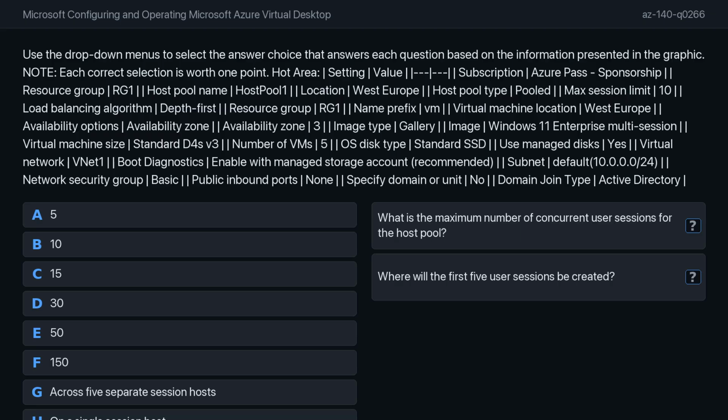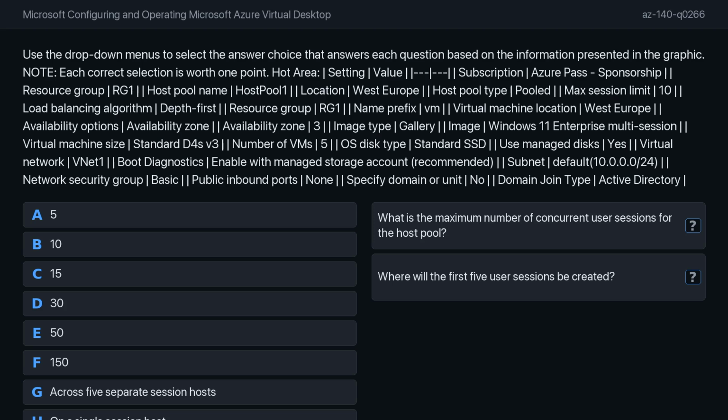The options are Option A, 5. Option B, 10. Option C, 15. Option D, 30. Option E, 50. Option F, 150. Option G, across 5 separate session hosts. Option H, on a single session host. Option I, across 3 separate session hosts.